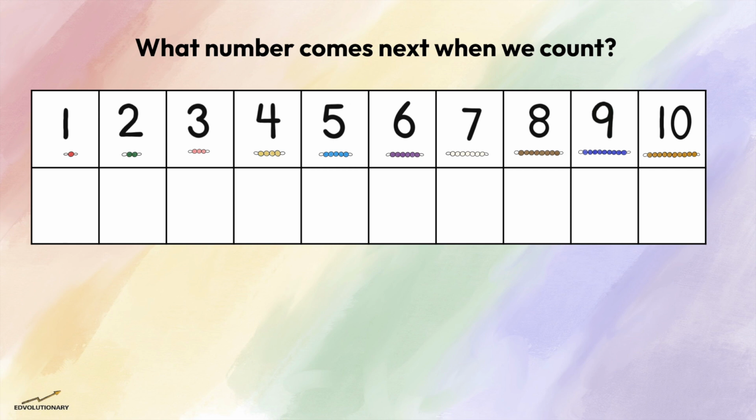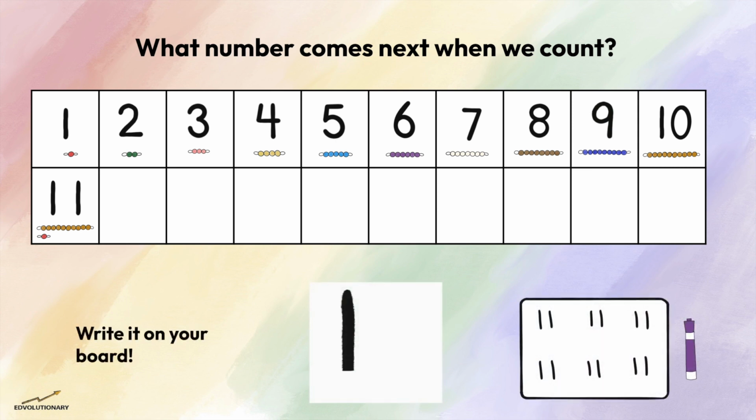Can you write it on your boards? Give students a chance to write. What number comes after 10? Have kids shout it out. 11. Check your board. Does your 11 look like this? Make sure you write it a few times. Show me when you have it written. So that's basically the gist.